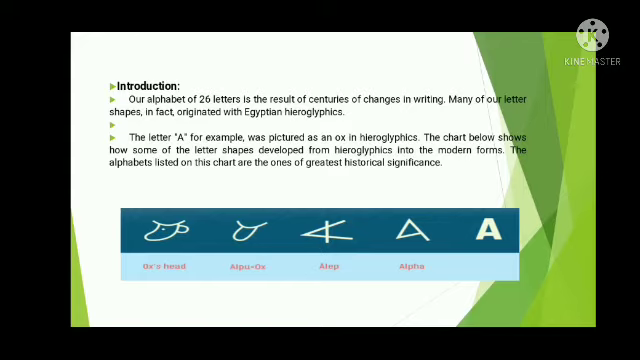As you can see here, we have the development of letters from the Semitic. We have the ox head, the aleph, and the alpha of the Greek, and then it turns into the modern letter A that we have today.